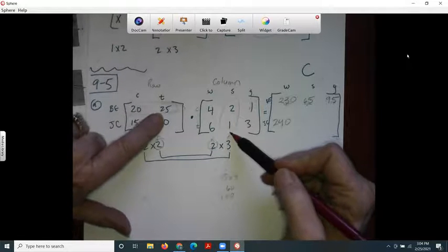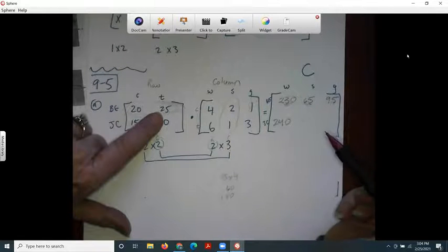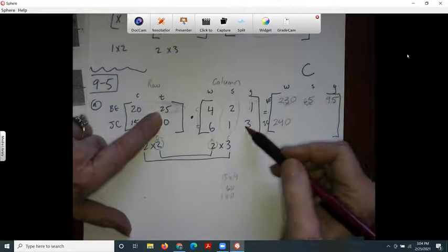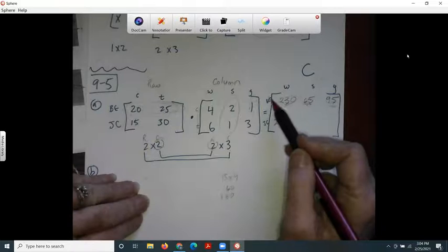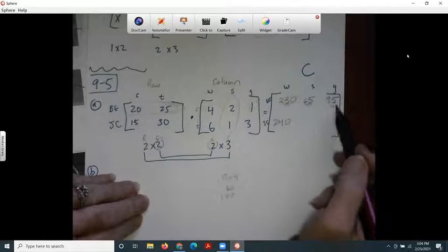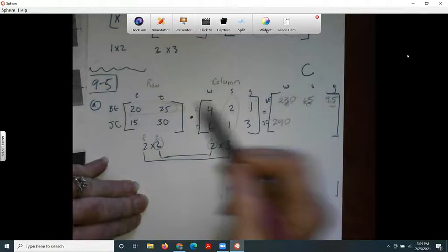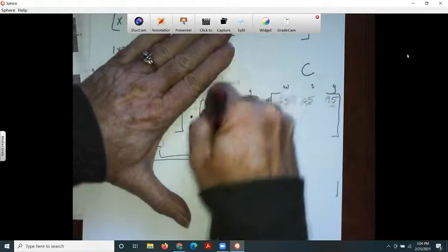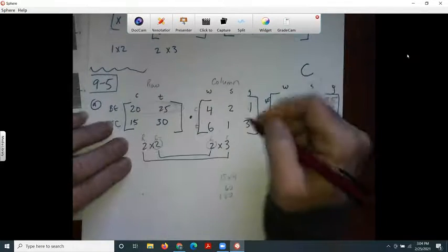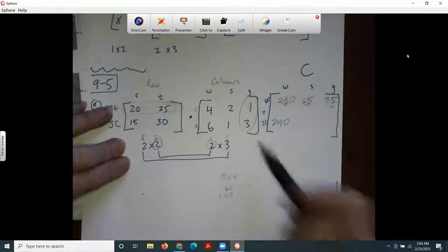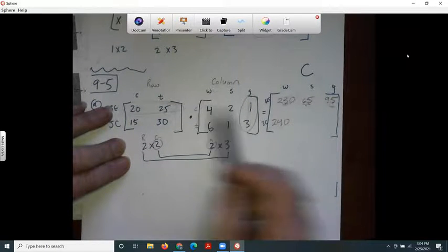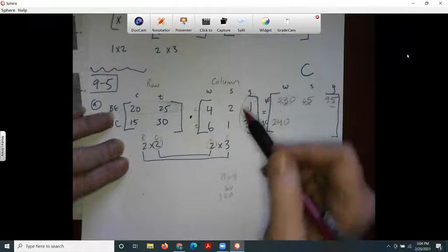Okay, and then if I want this piece, this is row 1, column 3. So I'm going to multiply row 1 by column 3. If you think about the context of the problem, it's going to give me my gas tanks for Bullseye. So 20 plus 75, that's where that 95 came from.